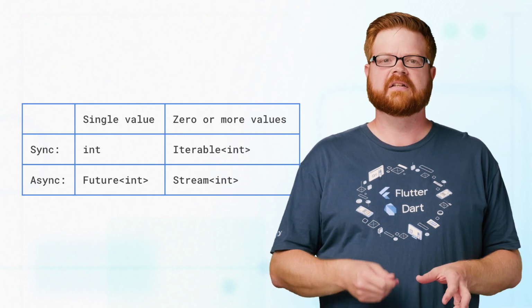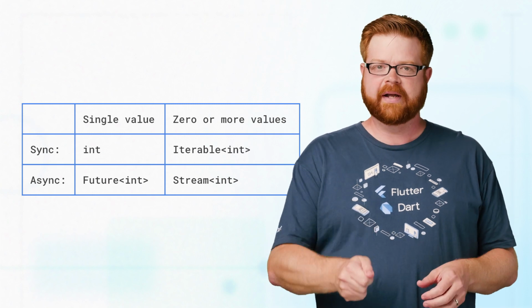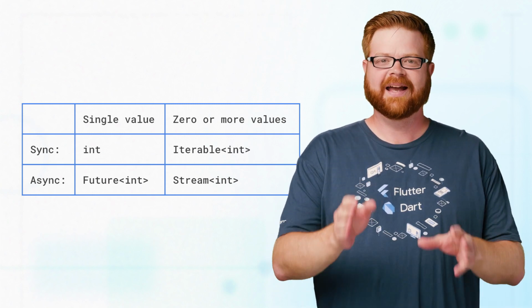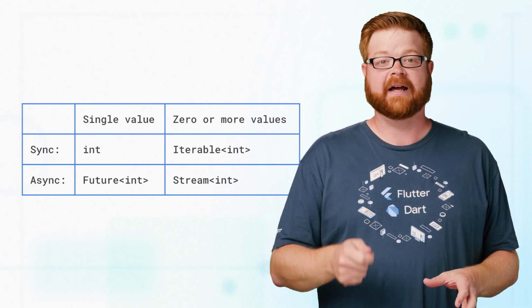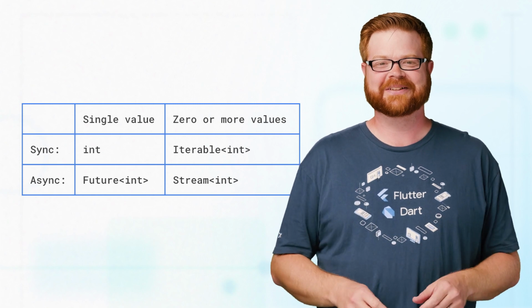The big difference is that synchronous generators are expected to produce values on demand, right away, so they can't wait on futures or streams. Async generators, on the other hand, are allowed to take their sweet, sweet time producing values, so they can use the await keyword.